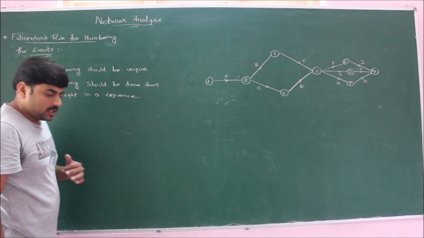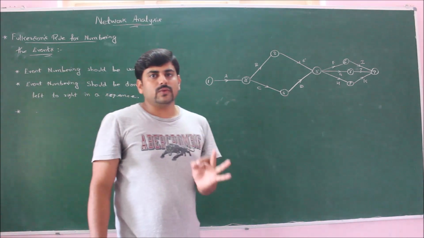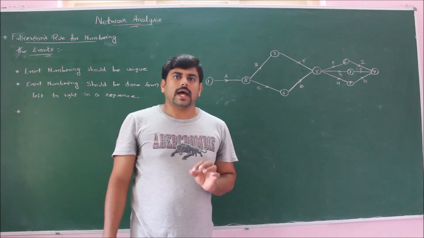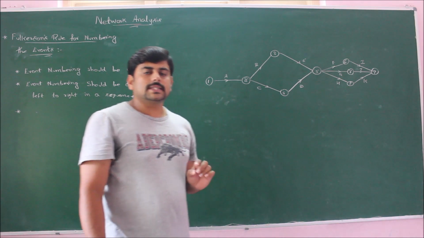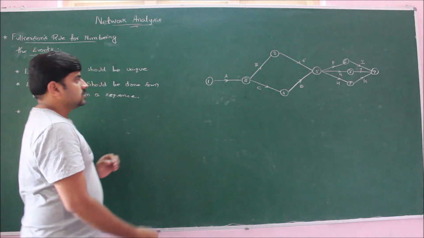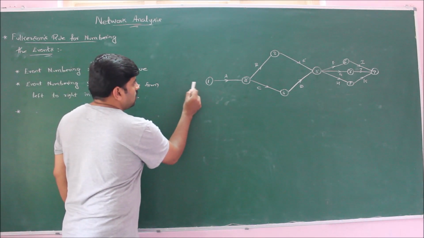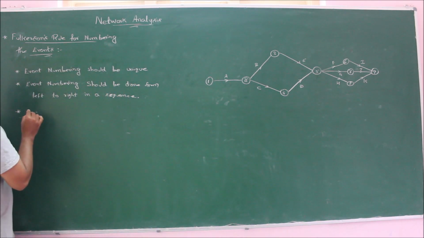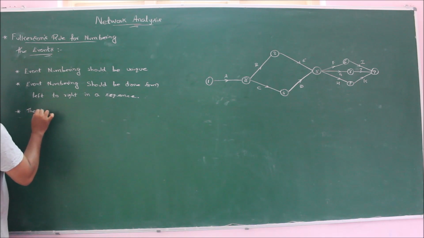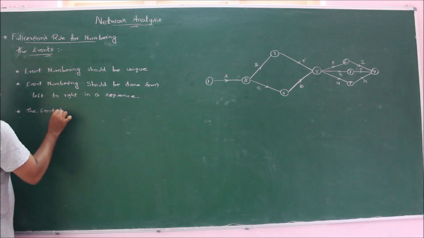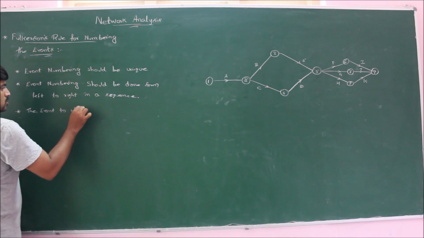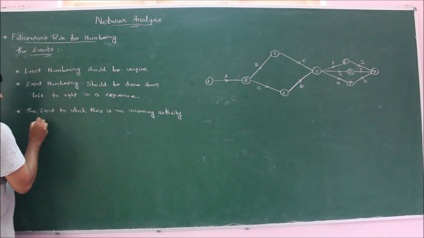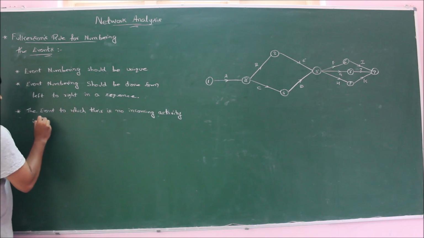The third rule states that the event to which there is no incoming activity is termed as event number 1. That is the beginning of the network. So for event 1, there are no incoming activities. Therefore, the event to which there is no incoming activity is numbered as 1.